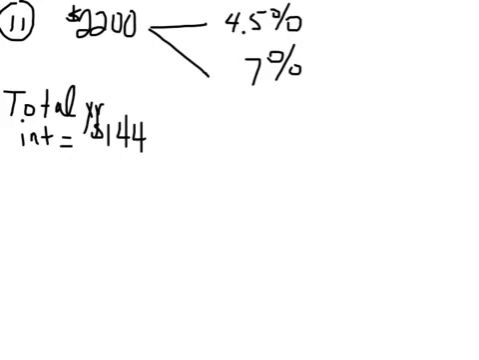Okay, so here's what I'm thinking. Why don't we call X the amount they invested at 4.5%? And at 7%, they would have invested $2,200 minus X, okay? Because part of it goes one place, and the rest of it, if you subtract from 2,200, would be how much was invested at the other rate.